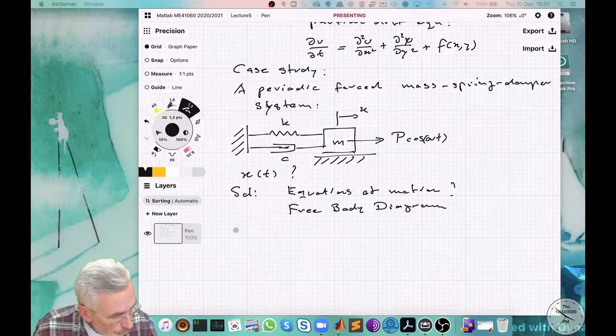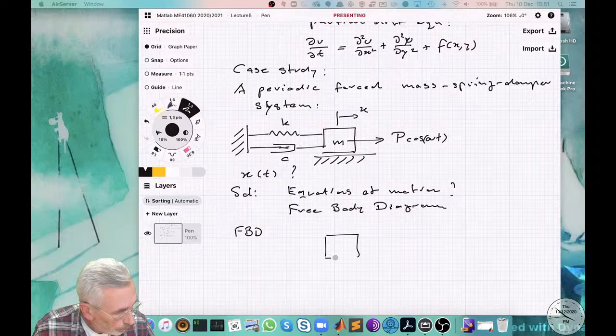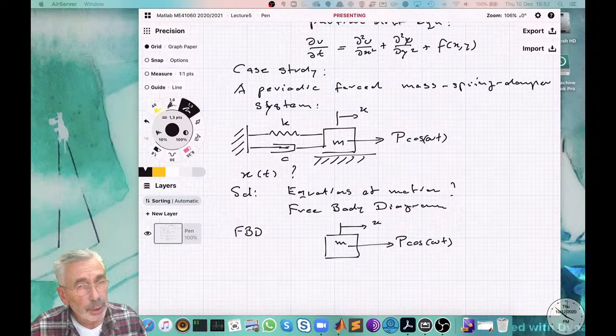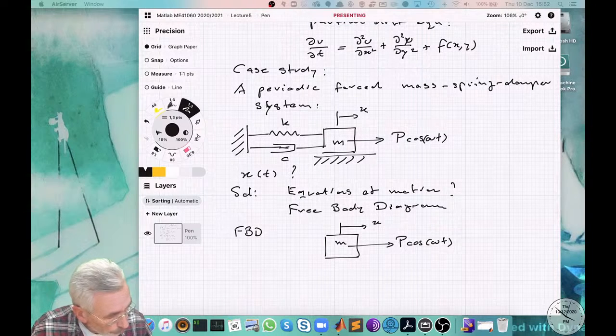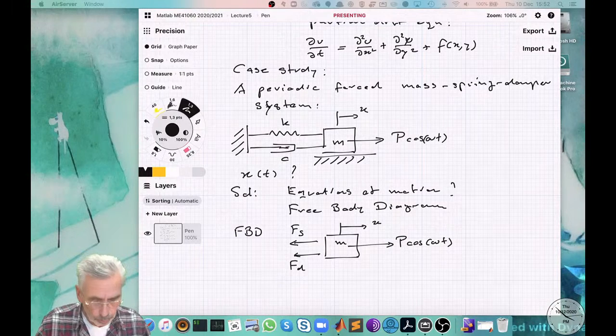So the free body diagram, the FBD, for this case is now, so we cut the whole thing loose from our environment, and then by cutting it loose, we have to introduce forces. So this was the coordinate x, right? And then we have this applied, and this is the mass m. We have this applied force P cosine omega t. Then what else do we have? We have a spring force, which is pulling back from the spring, and we have a damper force, which is also resisting the motion. So those two forces resist the motion.